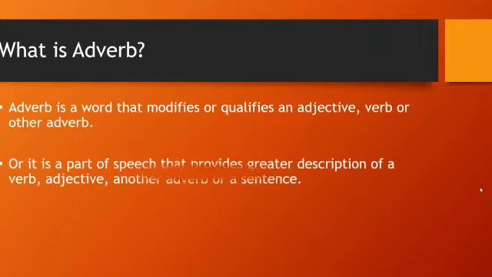So I have written a few definitions of adverb here for you. Adverb is a word that modifies or qualifies an adjective, verb, or another adverb. Means it helps us to modify or qualify an adjective, a verb, or another adverb. It adds to their meaning or adds to their definition. Or it is a part of speech that provides greater description of a verb, adjective, another adverb or a sentence. Means it helps us to describe a thing more specifically in a sentence or verb or adjective.